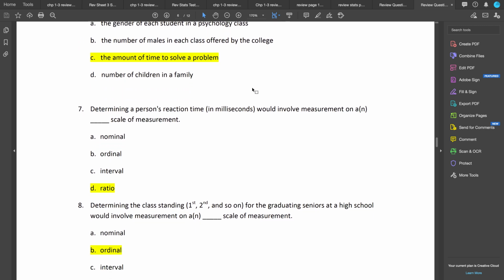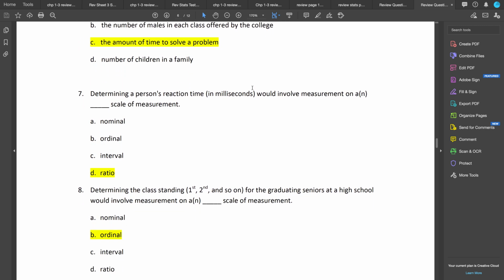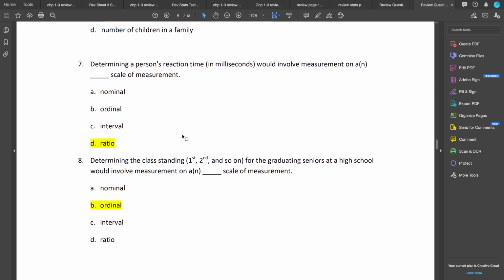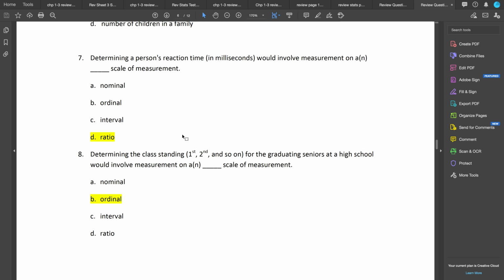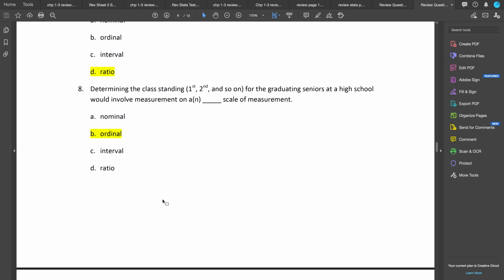Determining a person's reaction time in milliseconds would involve a measurement of what scale? That would be ratio, okay? Generally speaking, time is going to be ratio. There is a definite zero, and it can be broken down. Determining class standing, that's order. Order is short for ordinal, or I should say ordinal is short for order. And whenever you're placing things in order, you're looking at ordinal.